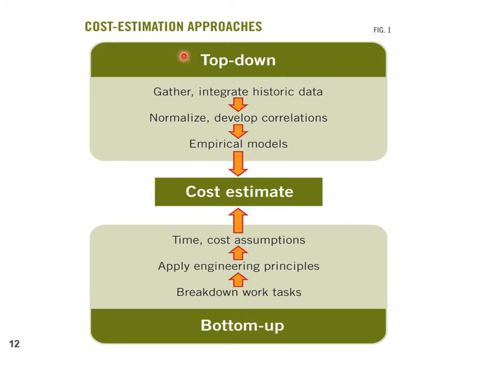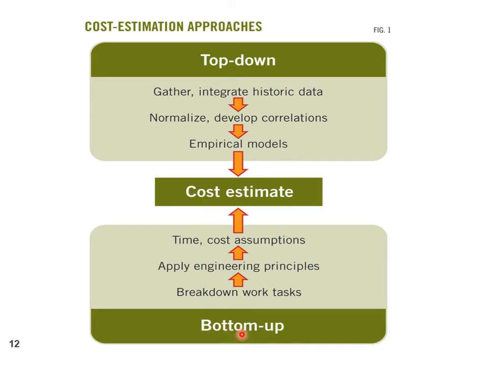Okay, so we can summarize the two approaches, the top-down approach and the bottom-up approach, in this figure. In the top-down approach, we gather historic data and integrate it. Of course, this historic data can be from previous years or from another category similar to our own alternative. In that case, we need to normalize the data or develop correlations between these depending on the similarities, and then using empirical models we come up with our cost estimate.